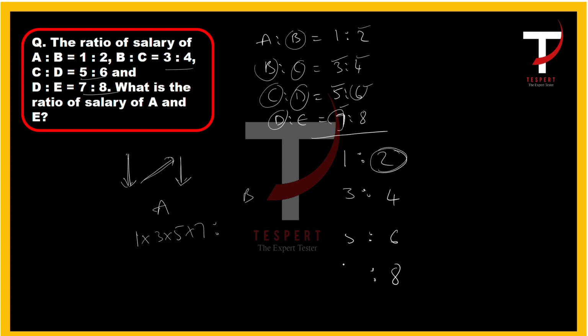Yeah, 5 and 7, right? So the value of B is 2, come down the line, 2 into 3 into 5 into 7. For B we have taken 2 and all the values in the left side except the first value. So for C, take the first two values and come down, right? So the value of C is 2 into 4 into 5 into 7.